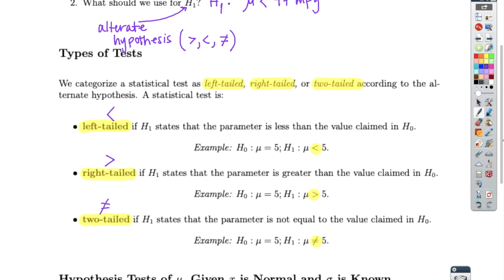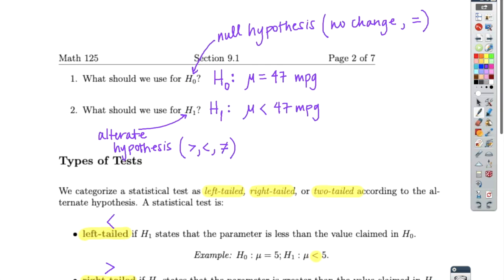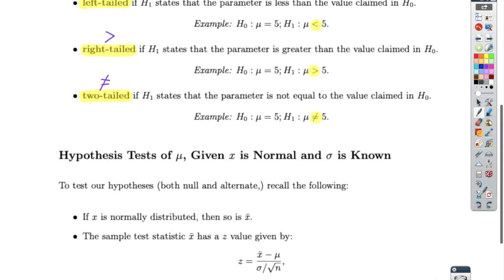So going back to the one that we just did, our alternate hypothesis is that the mean is less than 47. Well, less than is a left-tailed test. Don't overthink this. Less than means left-tailed. Greater than is right-tailed. So this type of test would be a left-tailed test. Left-tailed.